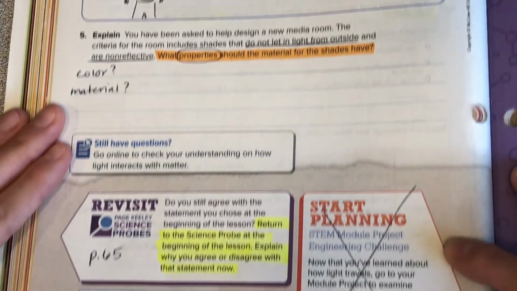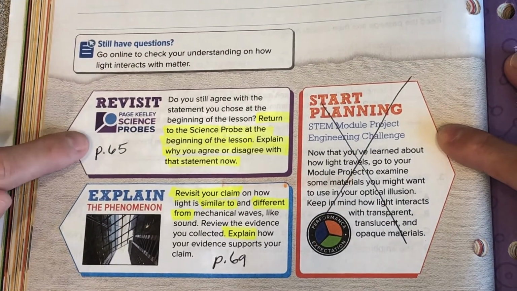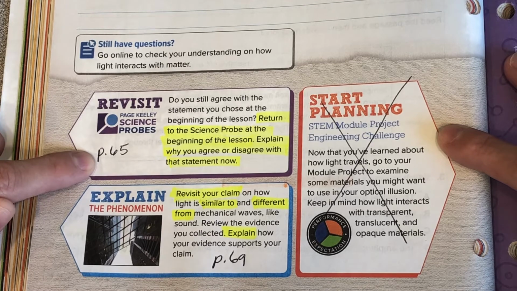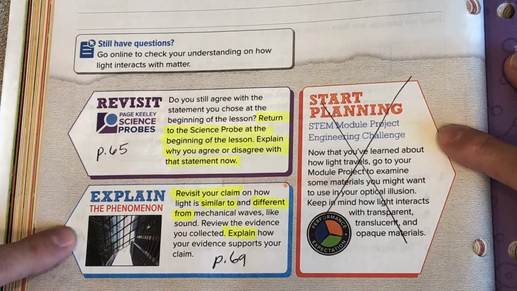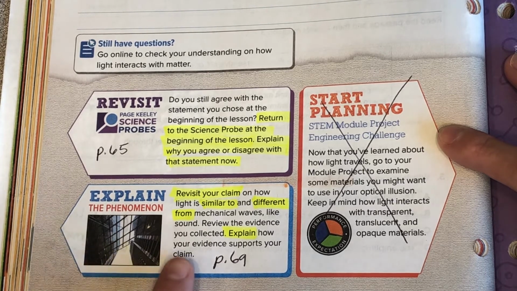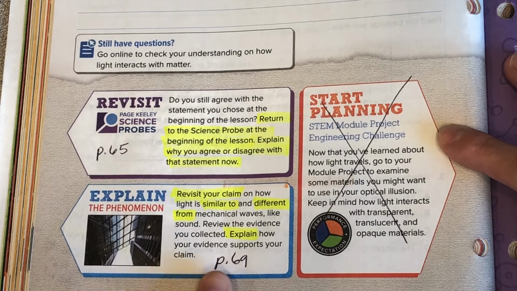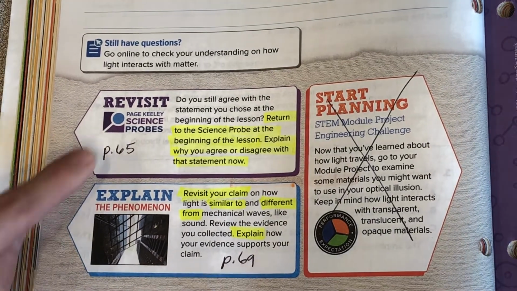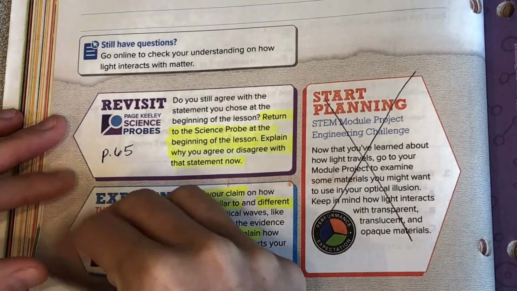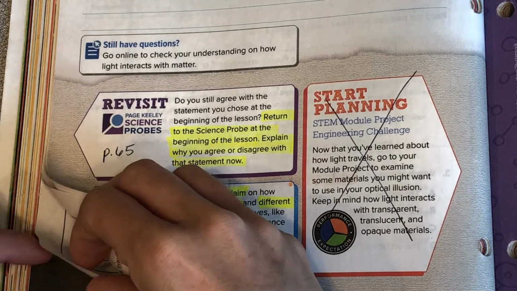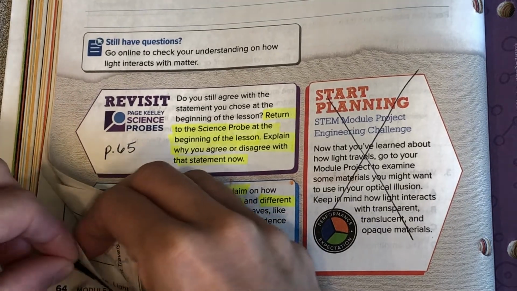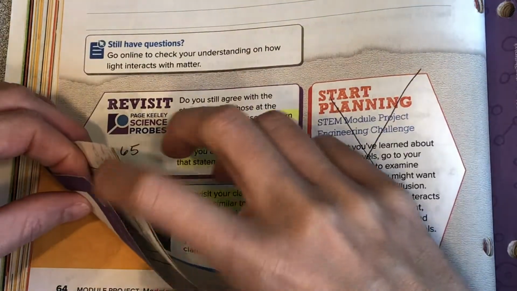Finally, we would need to do 2 last things. We're going to revisit the probe on page 65, where you agreed or disagreed with a statement, and we're going to revisit our claim and see if we can now explain using evidence that supports our claim on page 69. So we're going to quickly go back to page 65 first, and then page 69, in our books, and then we will be finished for this lesson.